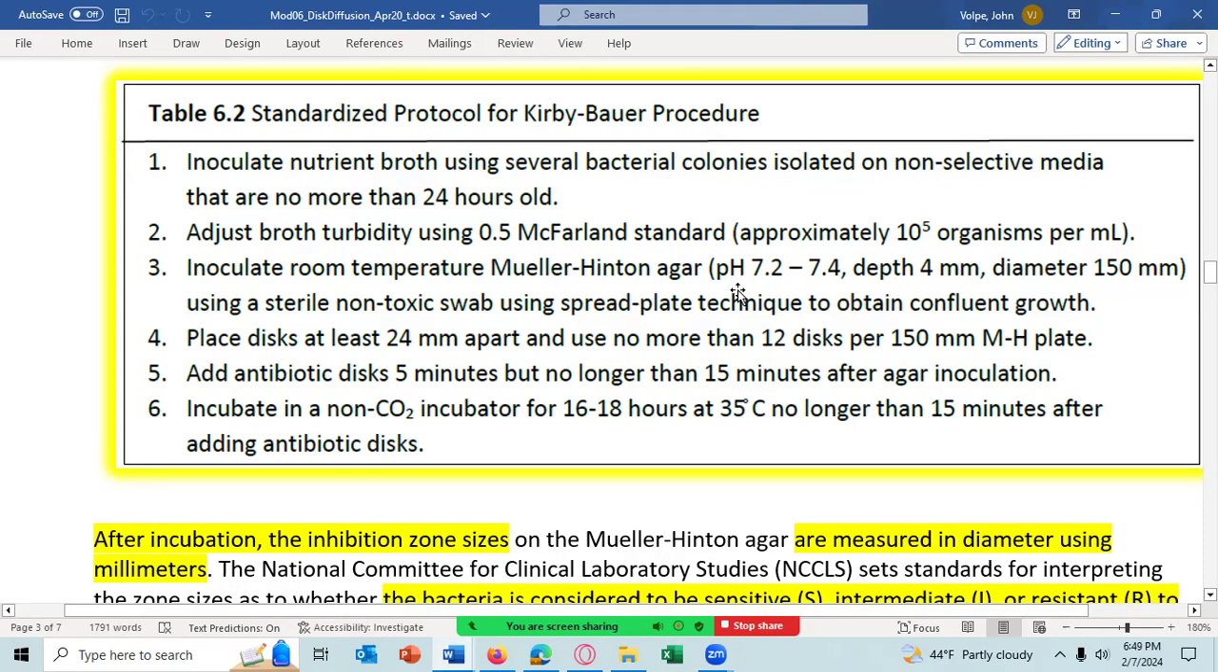Furthermore, you put the agar at a certain depth in the plate, always using 4 millimeters of agar. The different depth will affect the diffusion of the antibiotic through the agar. And that is, if there's more agar, higher depth, then the antibiotic will diffuse less than if there's less depth. So we always use 4 millimeters. And then furthermore, we always use a plate that's 150 millimeters across, meaning the diameter is 150 millimeters.